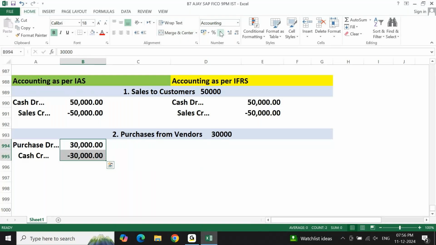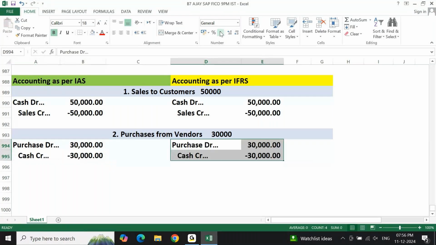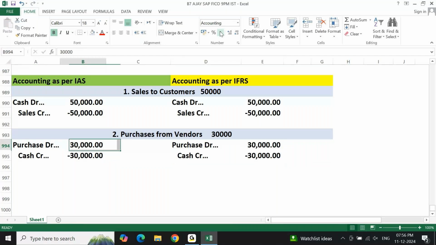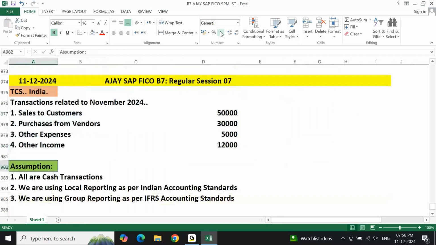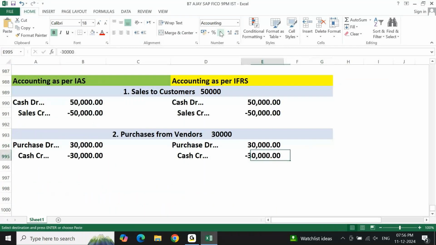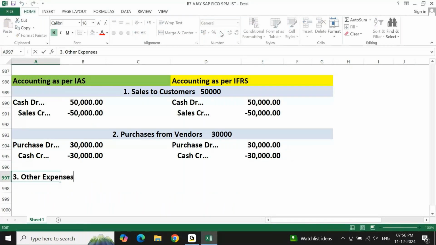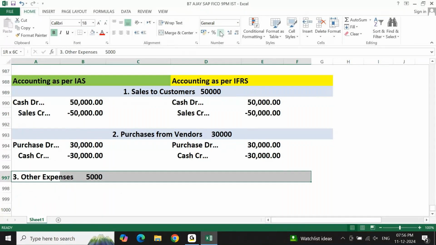Is this accounting entry going to remain the same as per IFRS also, or will there be any change? Same, sir. It will remain the same. I'll put this accounting entry here. And then if we go back, the third accounting entry which we were talking about, other expenses for 5,000 rupees. Let me put other expenses 5,000 here.